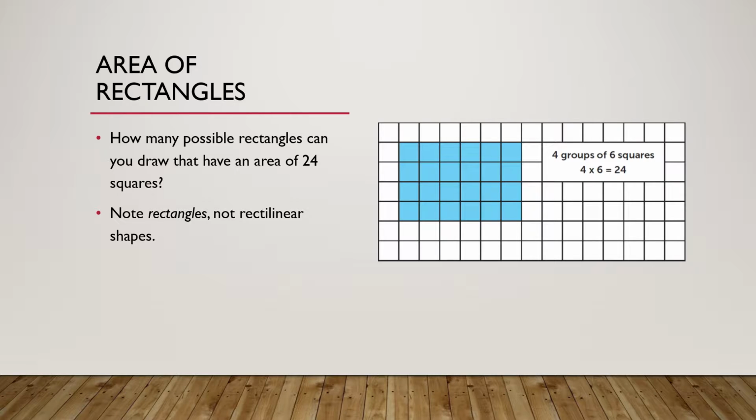How many possible rectangles can you draw that have an area of 24 squares? Remember, I'm saying rectangles, not rectilinear shapes, so you can't just take one off and pop it on the end in different places. Try this, make sure you draw it out, and then let's have a look.